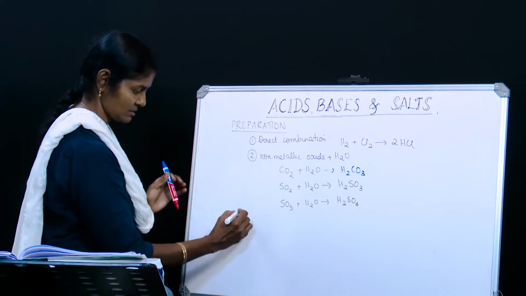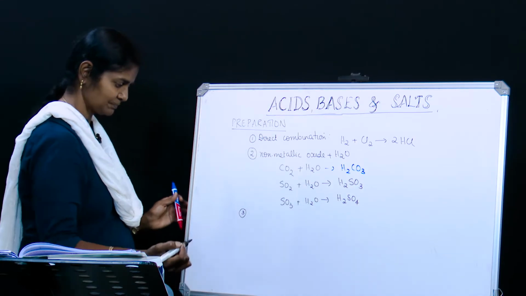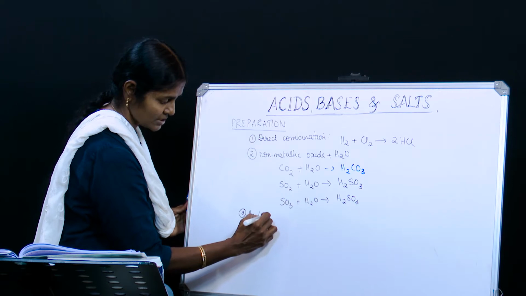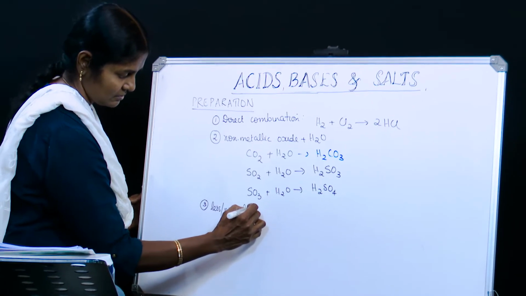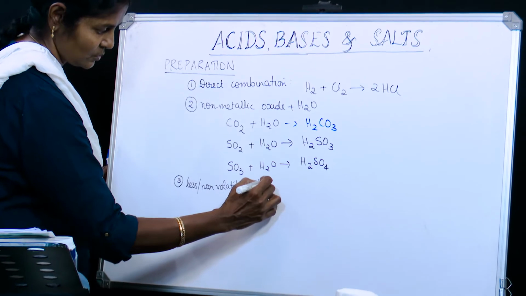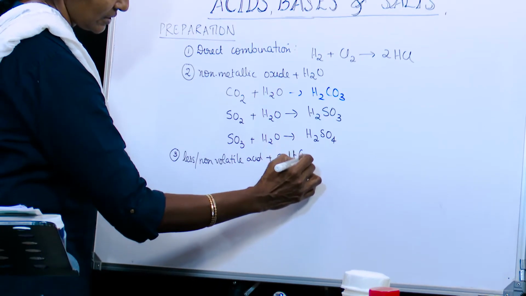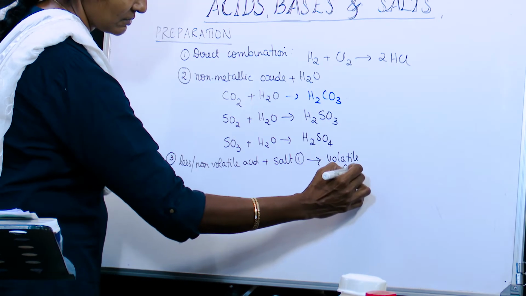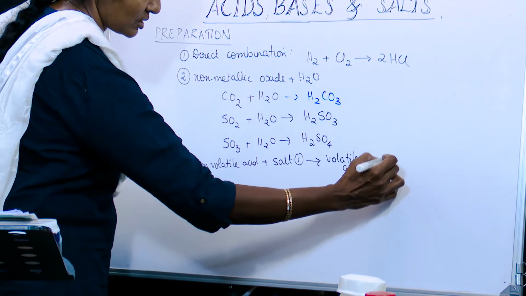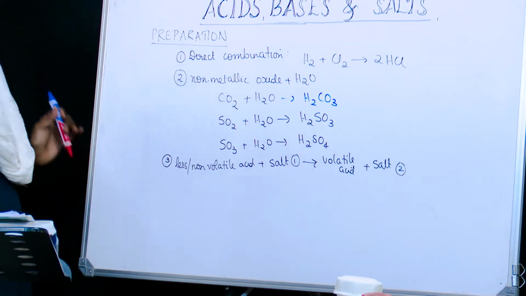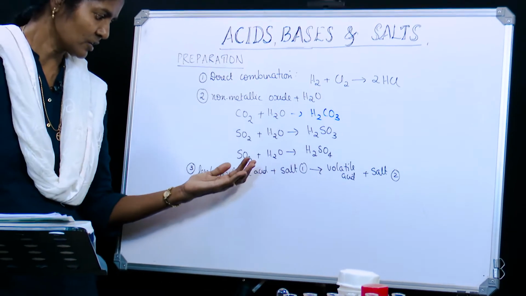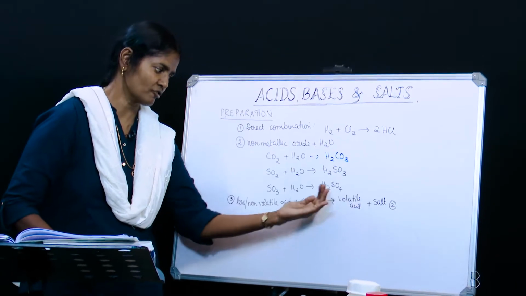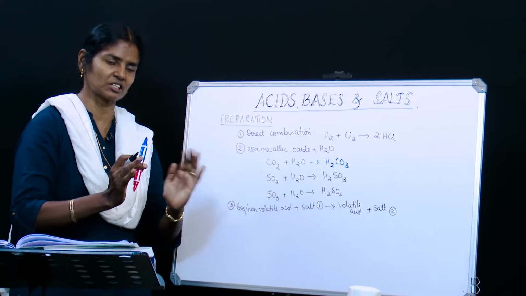That's the second method. The third method is when you have a less or non-volatile acid reacting with one salt, this gives you a volatile acid plus another salt. What's happening? The non-volatile acid displaces the volatile acid from its salt. It's just a displacement, a change of place.